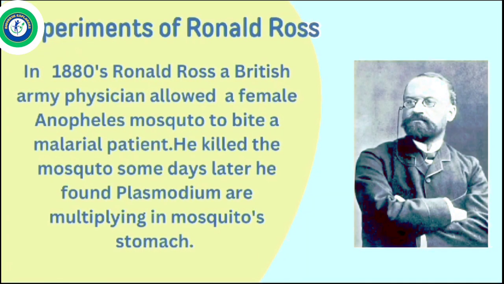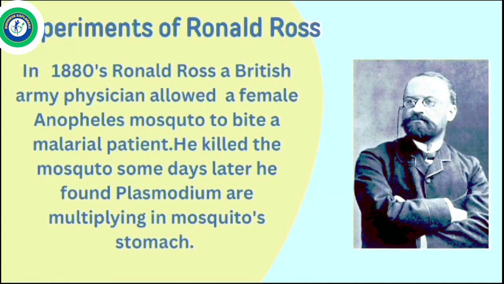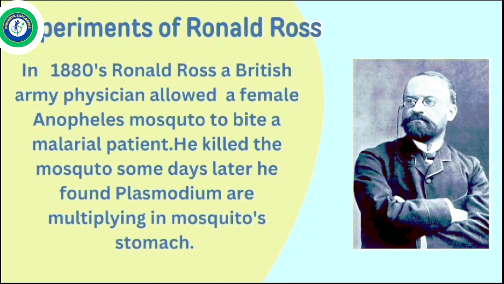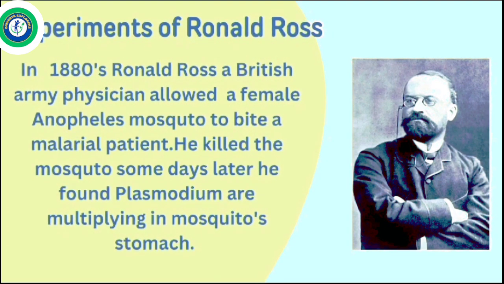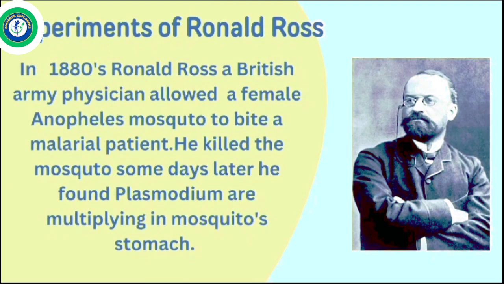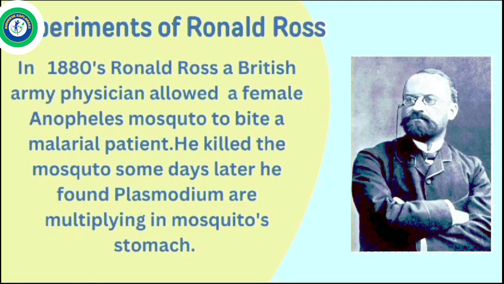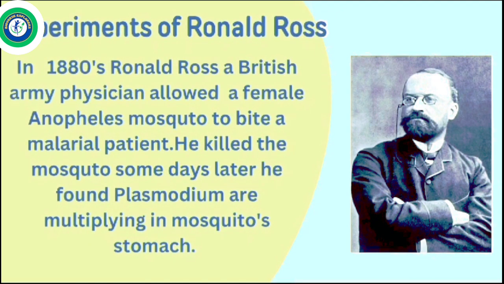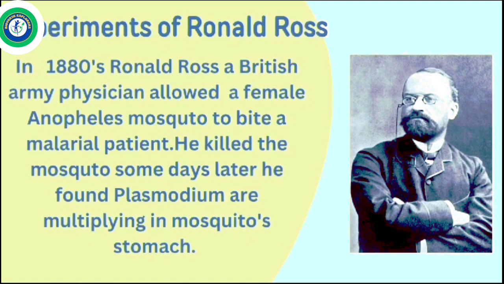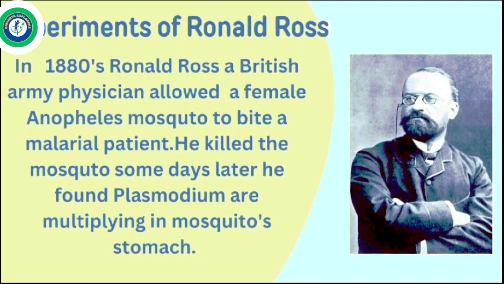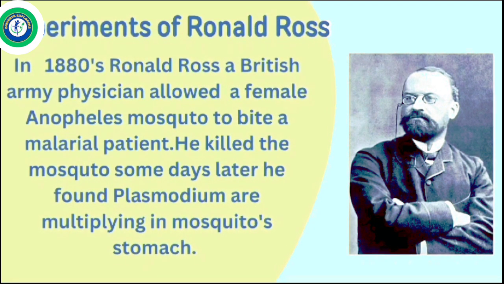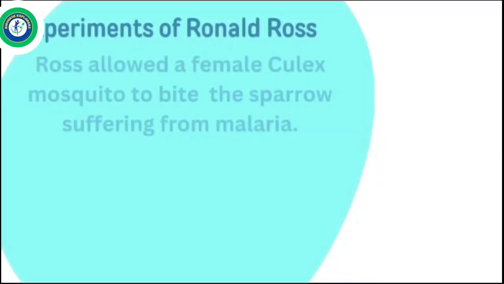Experiments of Ronald Ross. In the 1880s, Ronald Ross, a British Army physician, allowed a female Anopheles mosquito to bite a malarial patient. He killed the mosquito. Some days later, he found plasmodiums multiplying in the mosquito's stomach.